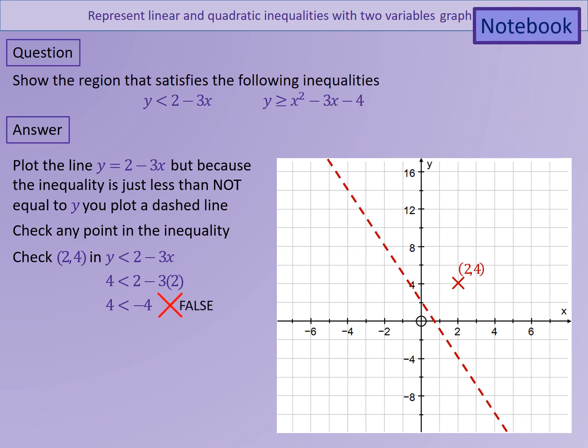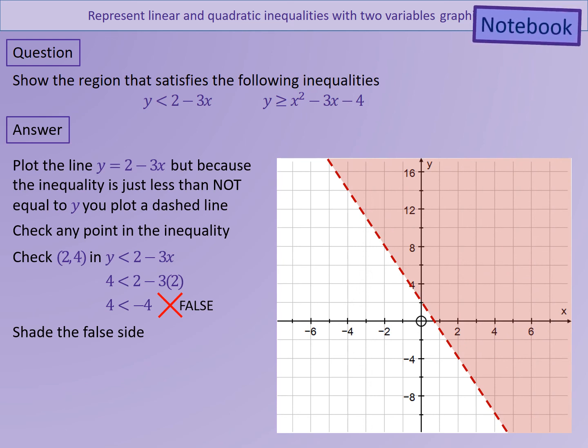Now clearly that is not a correct statement, that is false. So what that means is that the point that I've chosen is not on the right side of the line. I don't want that point. Okay, I want points that are on the other side of the dotted line. So because of that, from the work that we did on the previous slide, I'm going to shade in that false side. And so all the points that I do want now are shown in the white section on the graph.